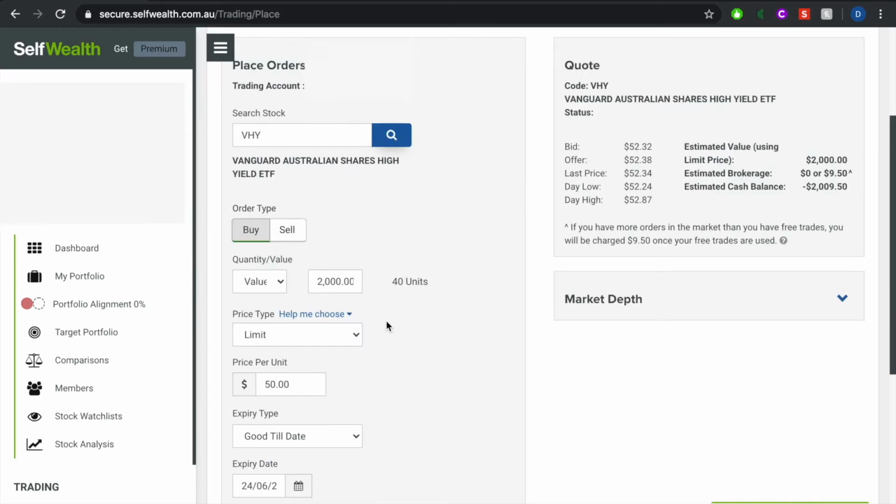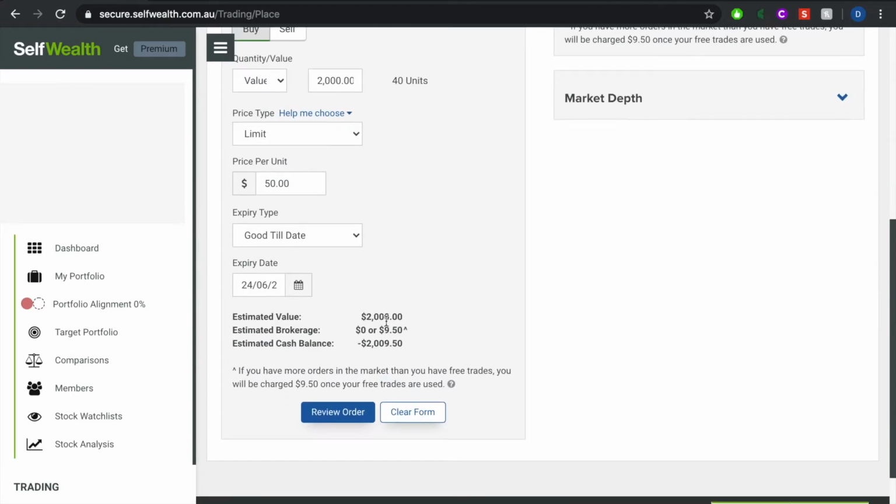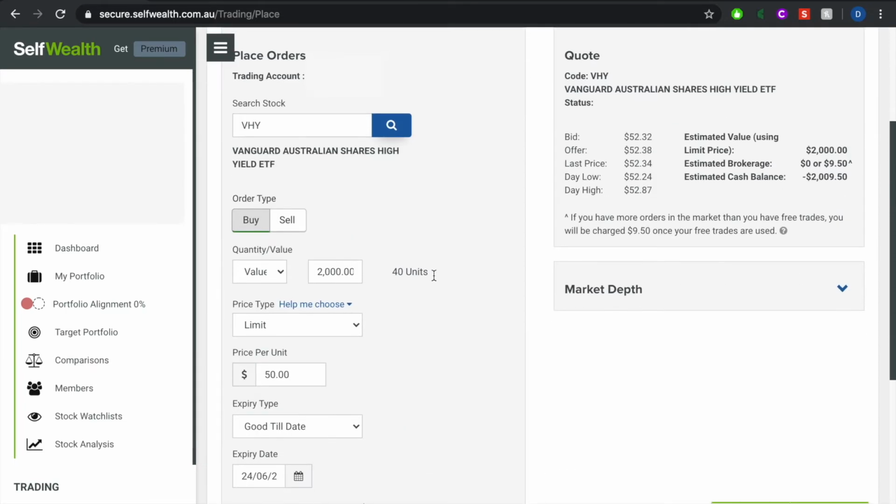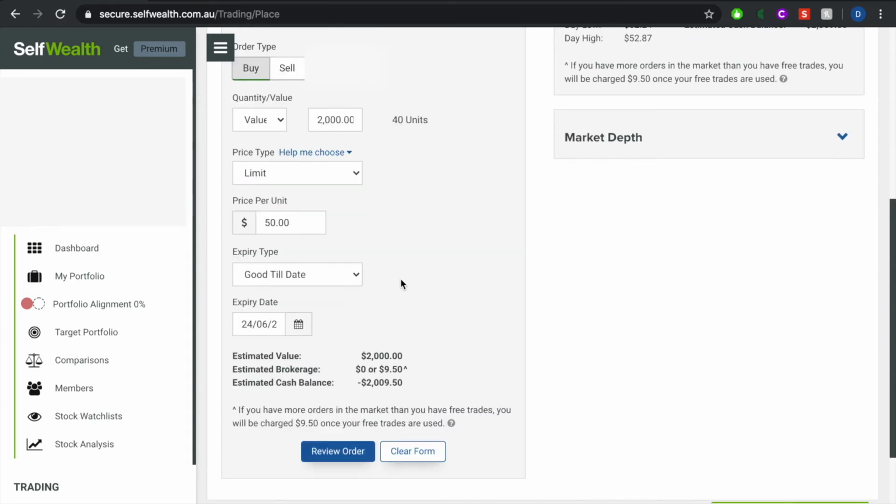Now the main difference between COMMSEC and SelfWealth, in my opinion, is the price and the features that you can get. The platform I'm using right now is the free platform, so there are limitations to that. I'll put the link in the description below, and you can do your own research on that. Essentially, the main difference is the brokerage fee.